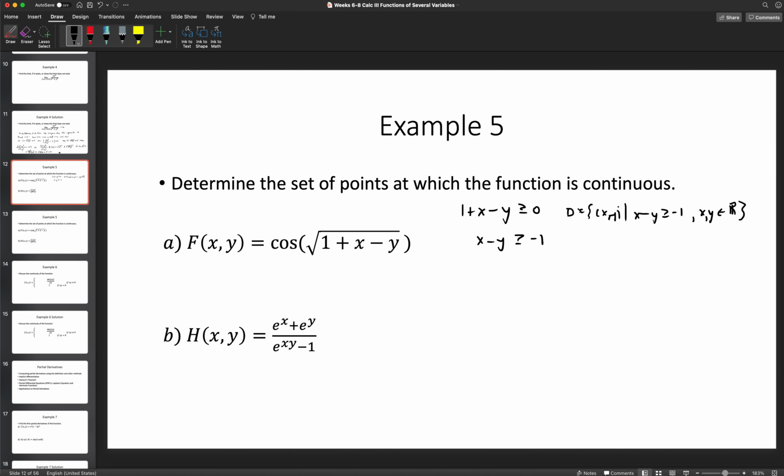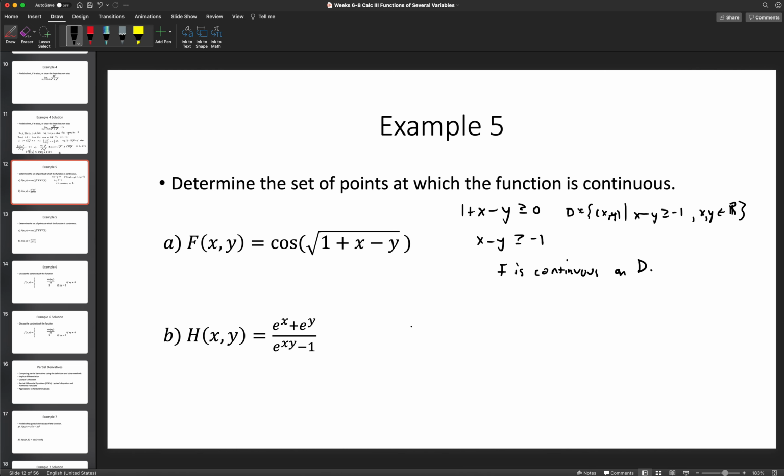Now this function is actually continuous on its domain D for all these points because cosine is a continuous function and the square root function is continuous, and we have a composition of two continuous functions on their domain D, so f is continuous. So we know that f is continuous on D.